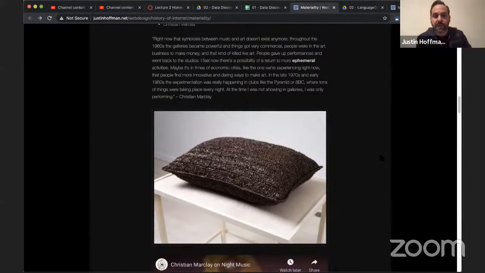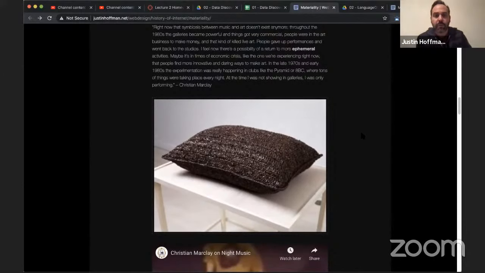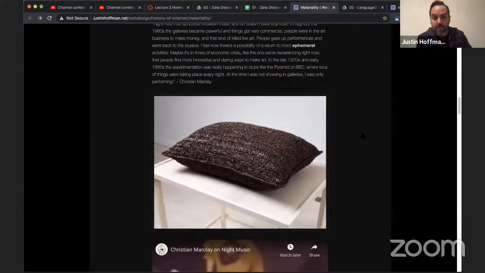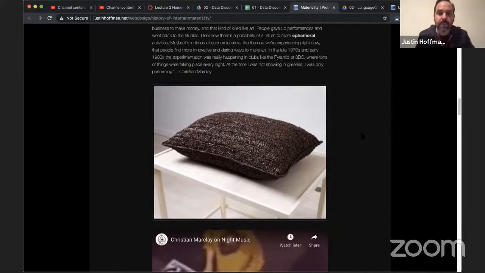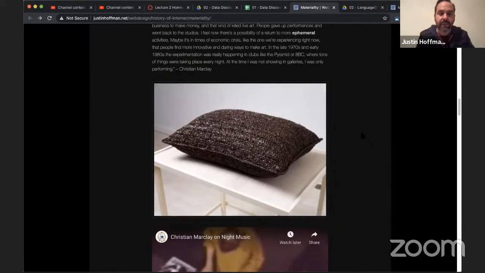I feel now there's a possibility of a return to more ephemeral activities. Maybe it's in time of economic crisis, like the one we're experiencing now. By the way, this is an old quote, but kind of funny and very timely, that people find more innovative and daring ways to make art. For example, Beeple. In the late 1970s and early 1980s, the experimentation was really happening in clubs like the Pyramid or BB or 8BC, where tons of things were taking place every night.